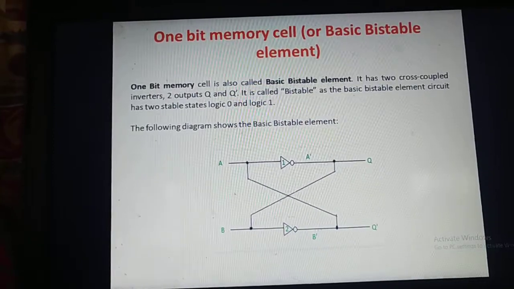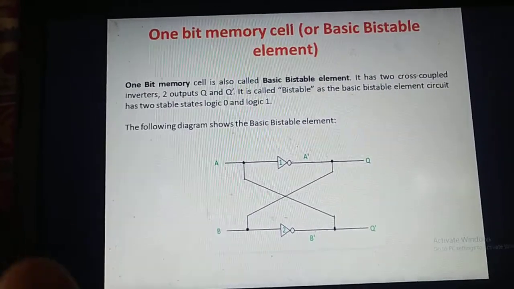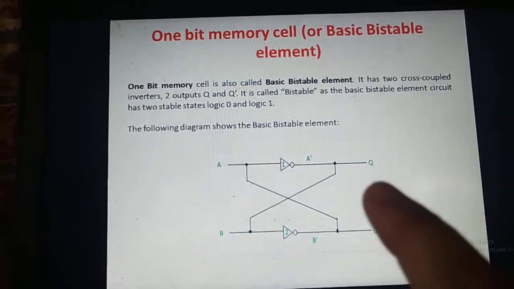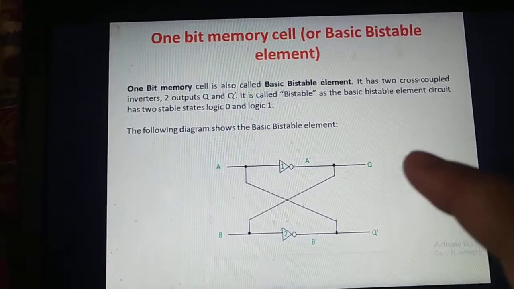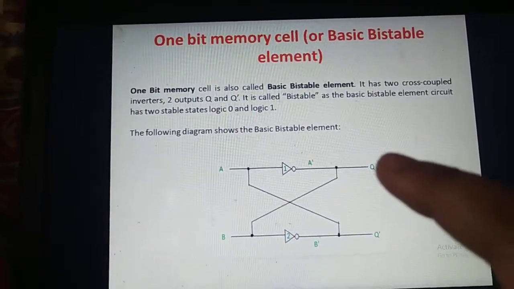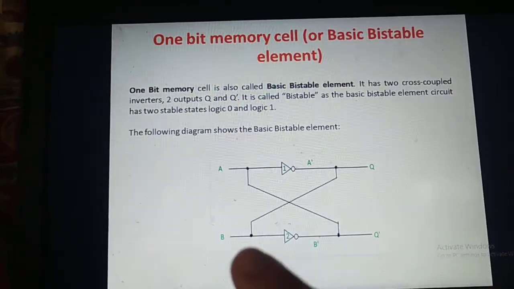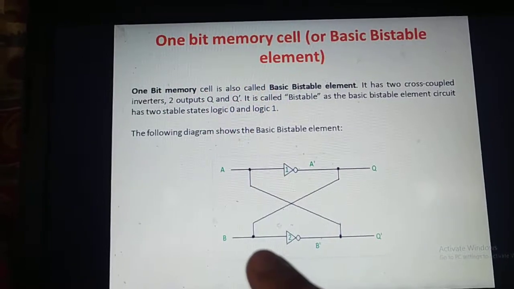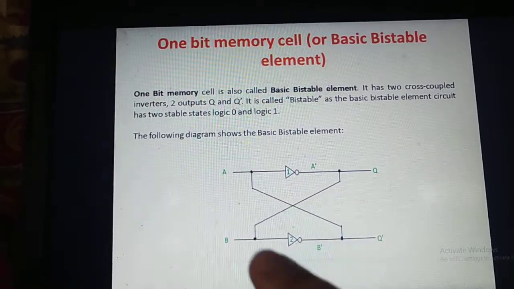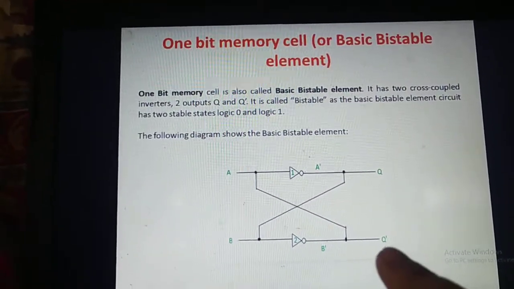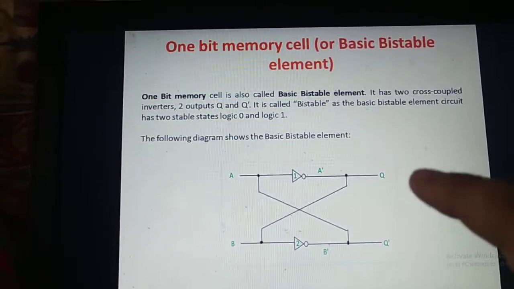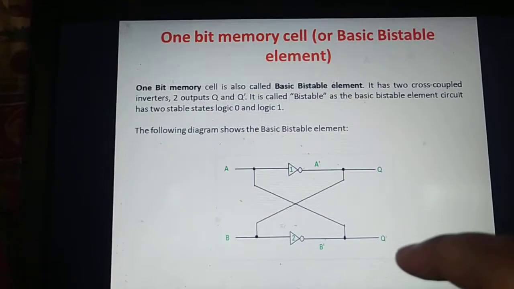Suppose we are taking at A input 1, so inverter 1 output is 0, so Q is equal to 0. This 0 value is going to the B side, so B is equal to 0. Okay, so B is 0, so the second inverter output Q bar is equal to 1. So we have outputs Q and Q bar, that is 0 or 1.